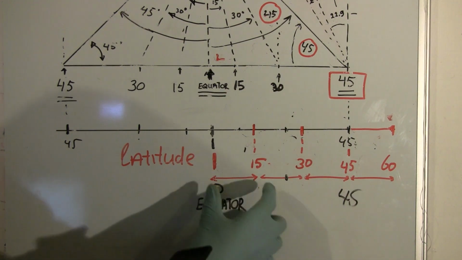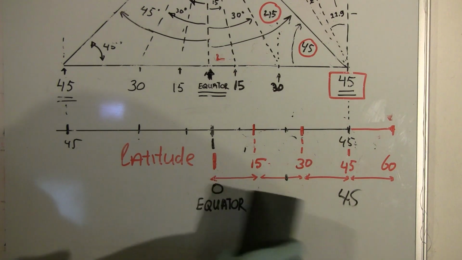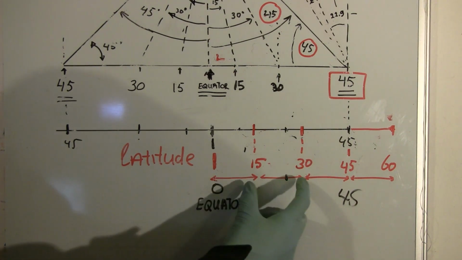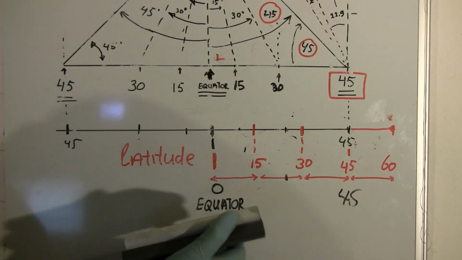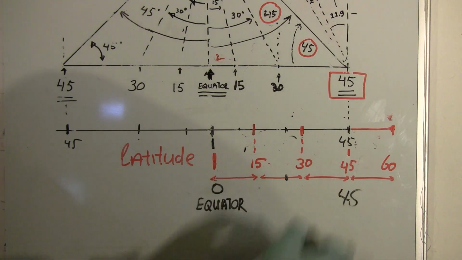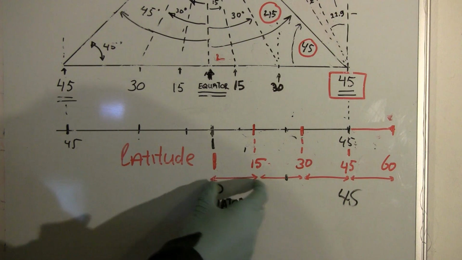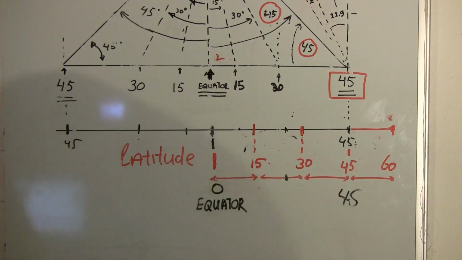The equator, 15, 30, 45. Equal size pieces. So this is the latitude. The equator is very important. The 45 degree is very important. And it's just divided between equal size pieces.